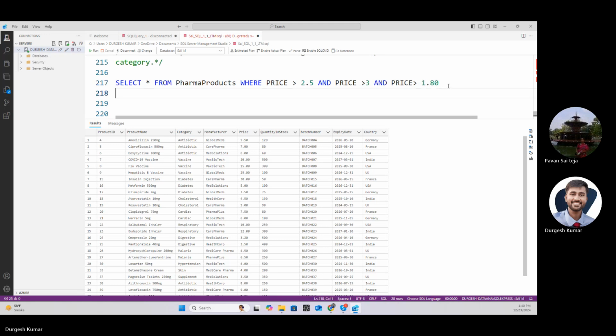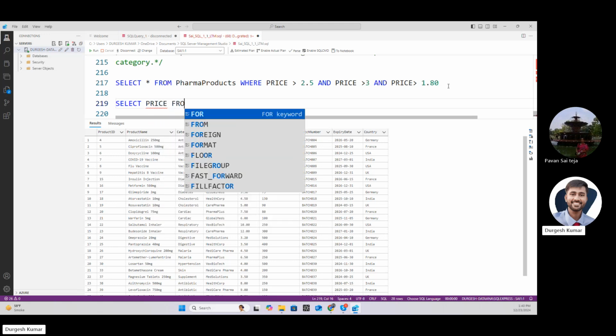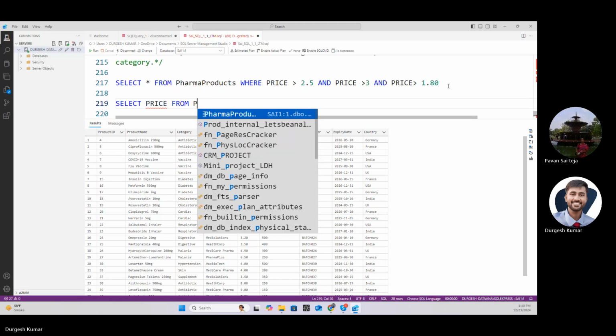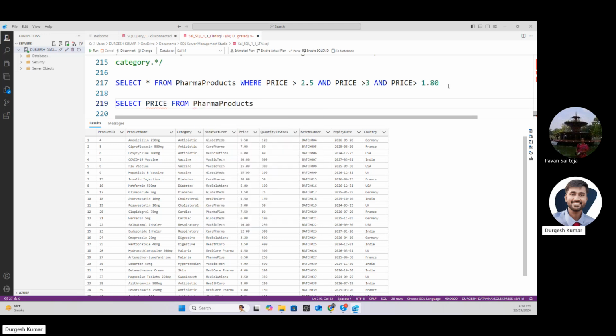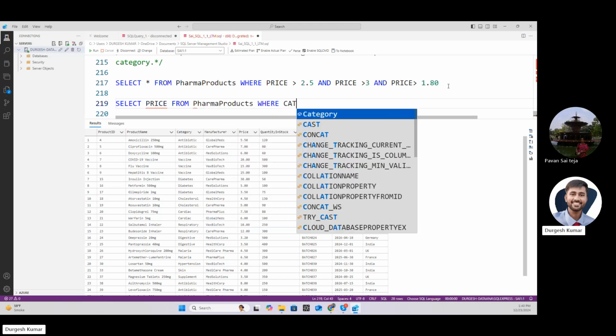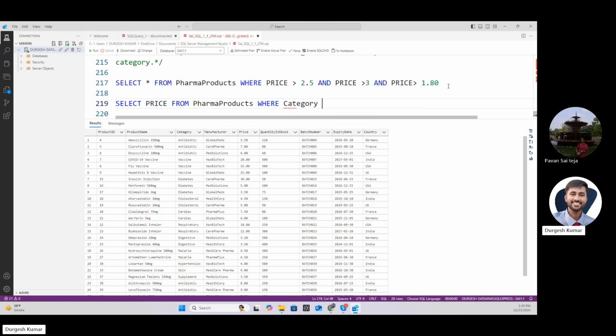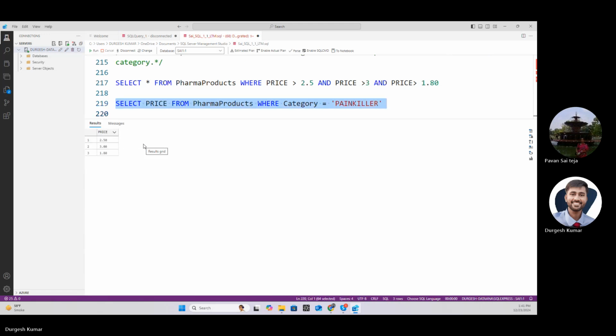Yeah, so I can get this like this also, right? Select prices, price from pharma products where category equal to painkiller. See, do I not have all the prices? Yeah, we do.